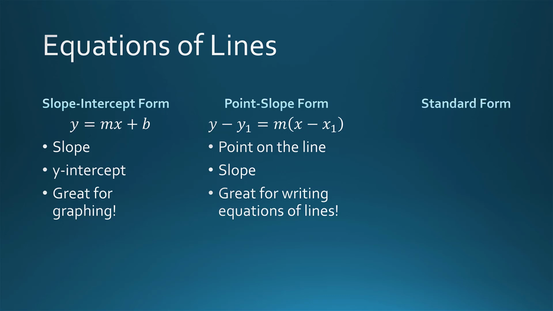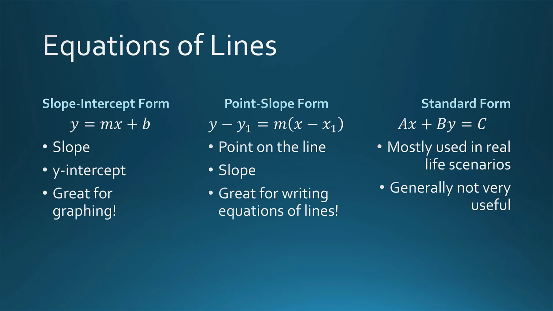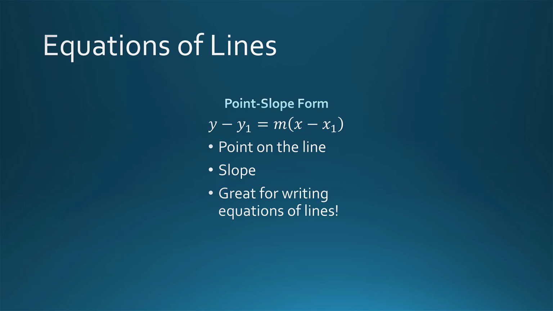The third form of the equation of a line is what's called standard form, and this is ax plus by equals c. You find this a lot more when you're writing equations to model real life situations, but it's generally not very useful. There's nothing you can pull from this right by looking. Like slope-intercept form, you can find the slope and the y-intercept, and in point-slope form, you can find the slope and a point on the line. But standard form requires you to manipulate and change it in order to find out some information about that line. So today we're going to be focusing on point-slope form because we're going to be writing equations of lines.